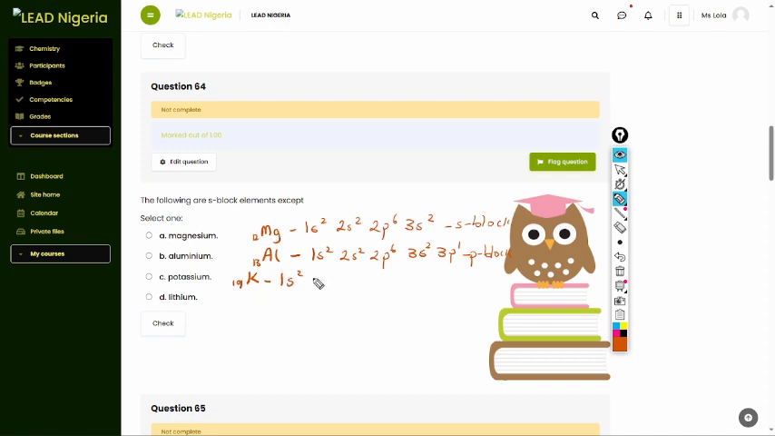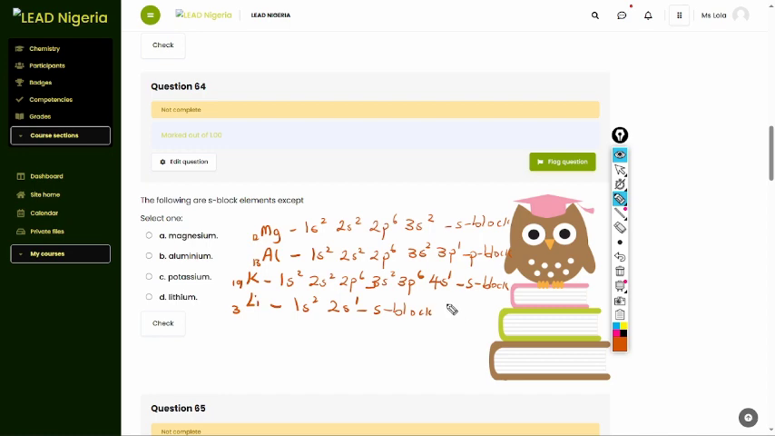19 is 1s2, 2s2, 2p6, 3s2, 3p6, 4s1. So all of this will give you 19. Yes, so this is an S block element. Then lastly, lithium. Lithium is the third element, so 1s2, 2s1. So 2 plus 1 is 3. So this is also S block.